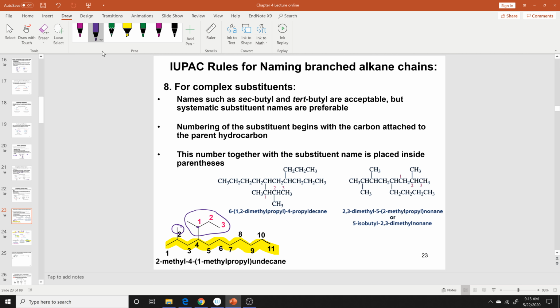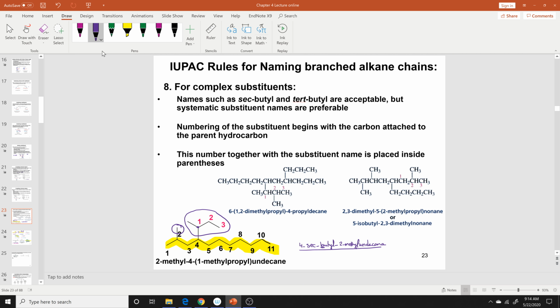So I can name it as a sec-butyl, and if I name it as a sec-butyl, then the name is going to be 4-sec-butyl. Remember, sec is not part of the name, so I have to look at the B. This is why I put it at the beginning, because B comes first compared to the M in the methyl. Then it's going to be 2-methyl. And then the name is going to end on undecane. This is one way of naming it. Another way is normally used in the IUPAC system.